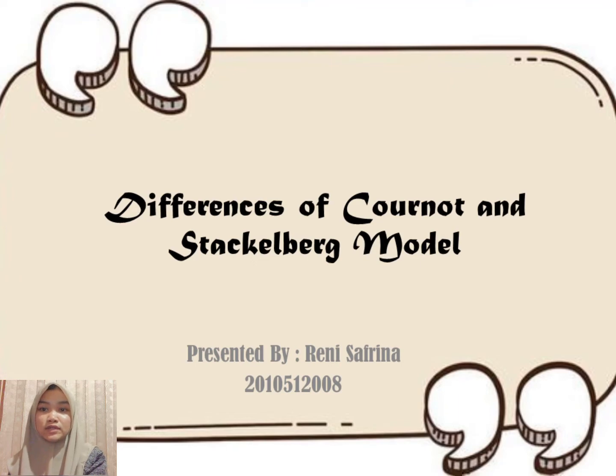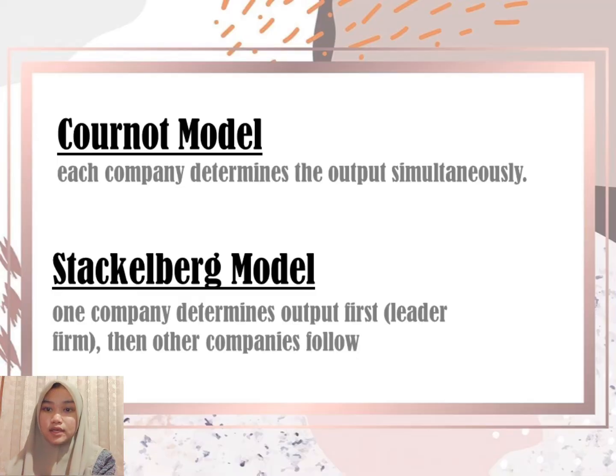In this video, I will explain the differences between the Cournot and Stackelberg models. The first step is to know the main differences between Cournot and Stackelberg. In the Cournot model, each company determines its output simultaneously. But in the Stackelberg model, one company, the leader firm, determines its output first, and then the other companies follow to determine their outputs after the leader company determines its output.